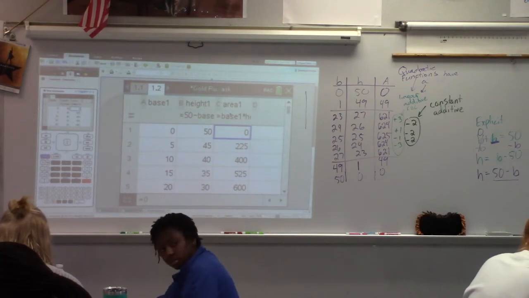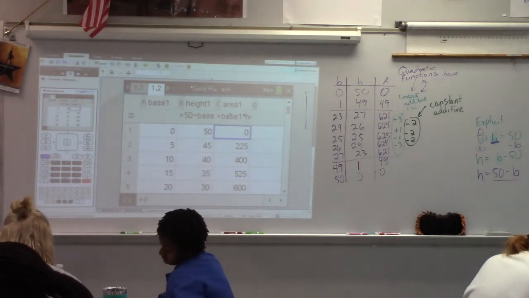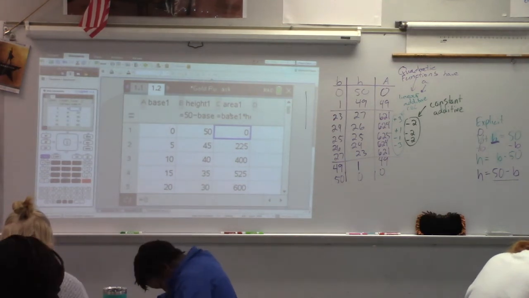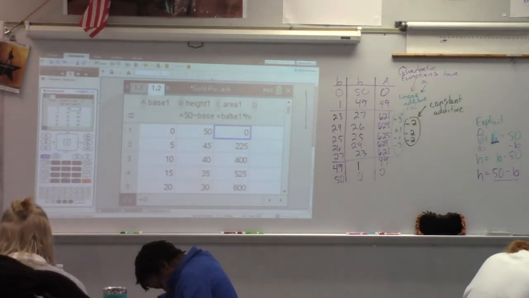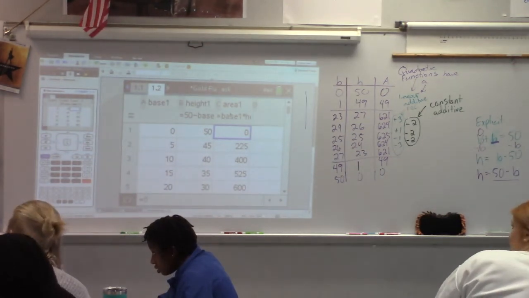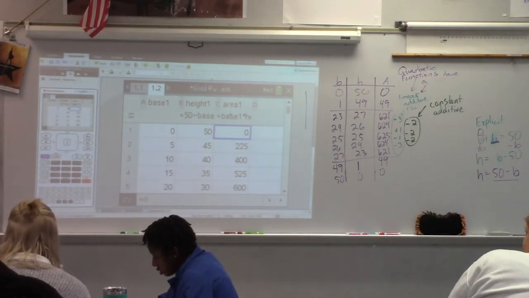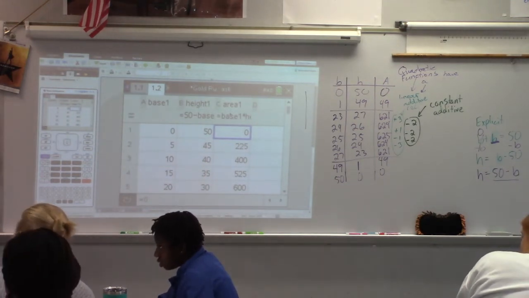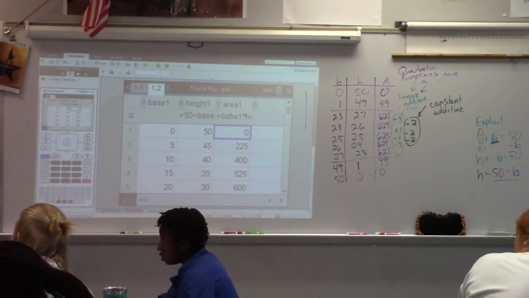Oh, and that's why. So right here, notice how you title it base 1. So you need to actually use base 1 here. So let's delete. So minus and type in base 1. And then when you go here to area 1, you need to type out base 1 times height 1. Okay.